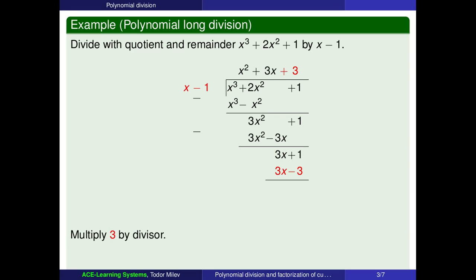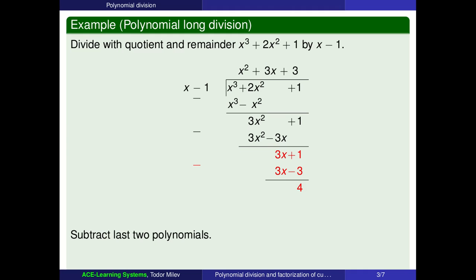Next, I subtract: from the intermediate dividend 3x plus 1, I subtract 3x minus 3. And the result is the number 4. Our division algorithm is complete.